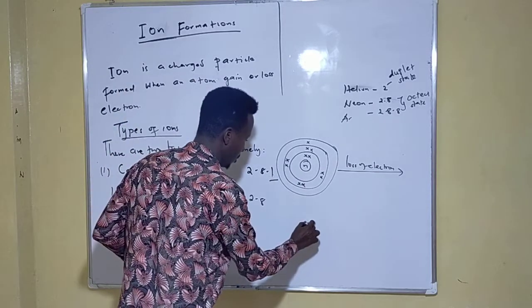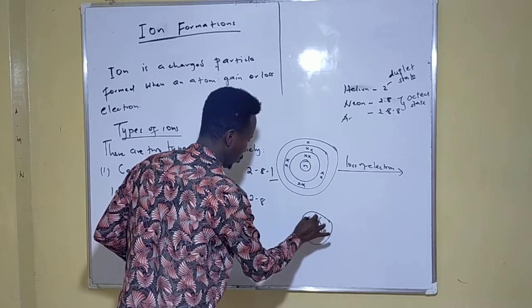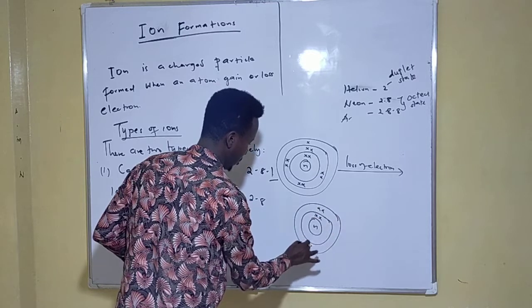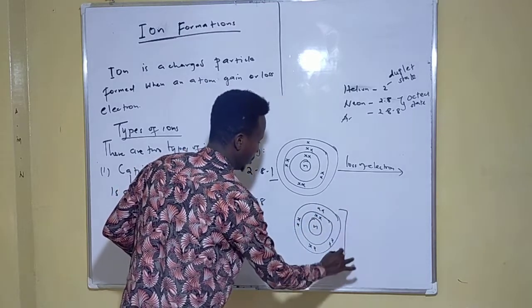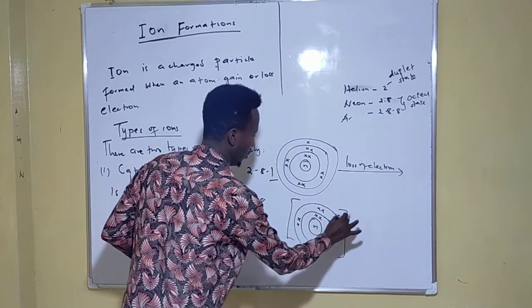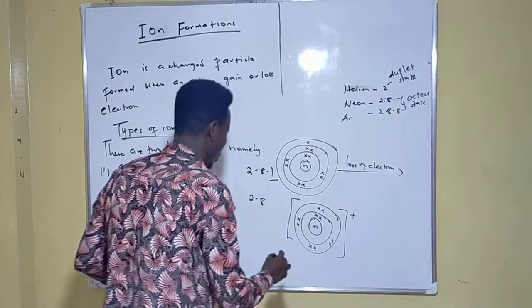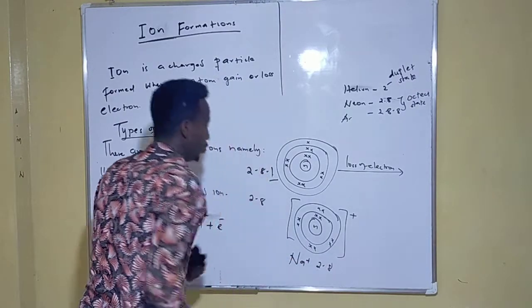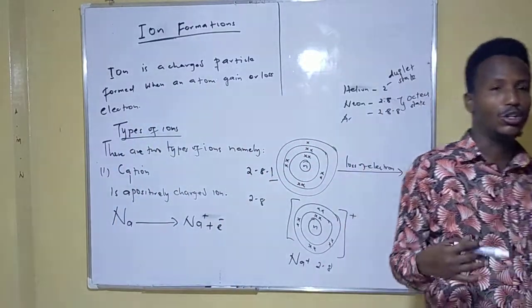So this is the nucleus, 2, then 8. Loss of electrons will result in a cation, a positively charged ion. So the sodium ion is written as Na+. This is how we show diagrammatically how sodium forms its ion.